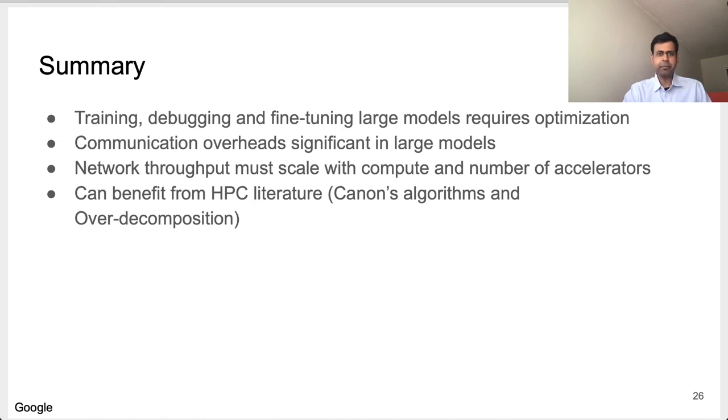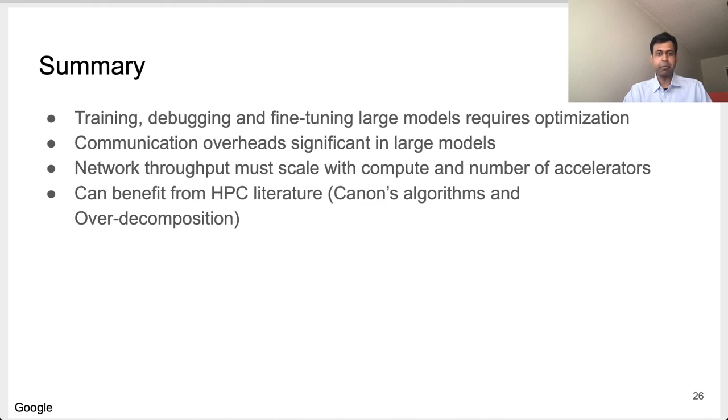To summarize, large models can be very challenging to train and debug, and communication overheads and optimizing them is very, very important. And note, network throughput must scale, not only with the size of compute. As you make compute bigger, you need to give it more network throughput, but also the number of accelerators. As you scale out to a bigger size, the relative compute when model parallelized becomes smaller, so the network throughput may need to scale further.